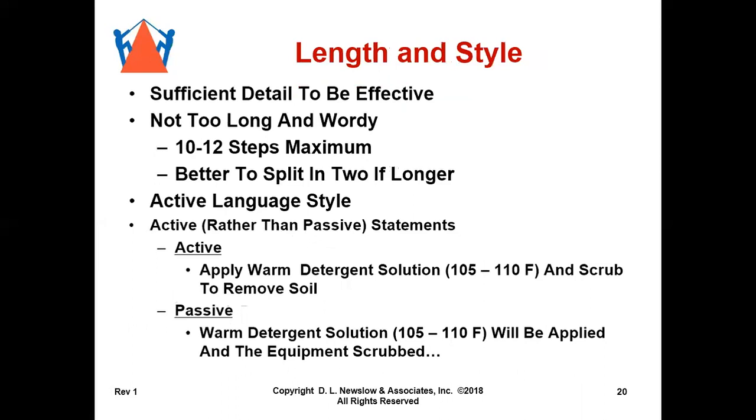And then we go back to some wishy-washy, but we also talk about the active versus passive. Active would be: apply warm detergent solution, 105 to 110 Fahrenheit, and scrub to remove the soil. A passive statement would be: warm detergent solution, 105 to 110, will be applied and the equipment scrubbed. It just is more effective. It's a writing technique for an SOP to do an active statement, not a "we will be doing it," but we do it. Apply, or we're going to apply it, like that. Apply, not will be applied.